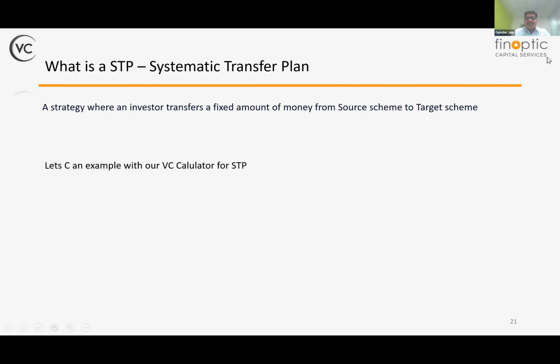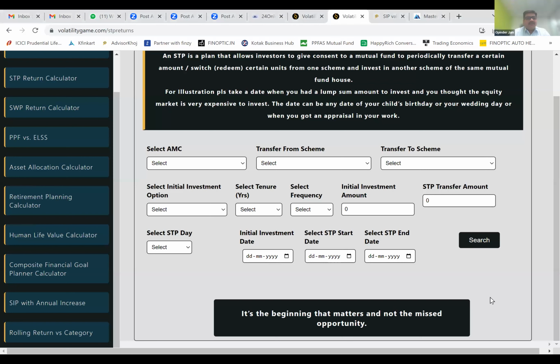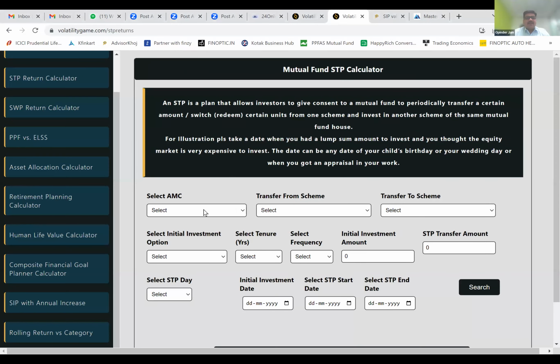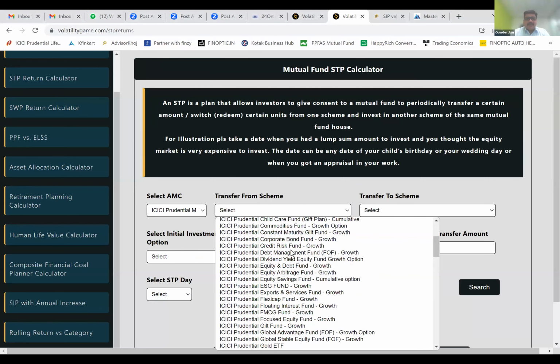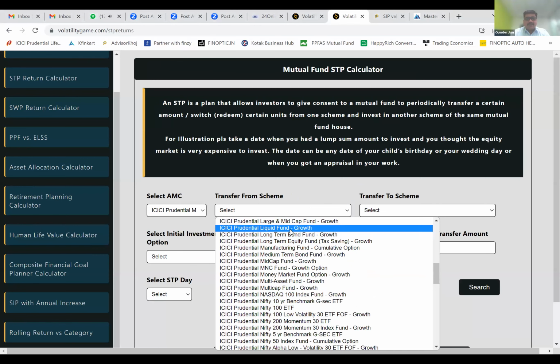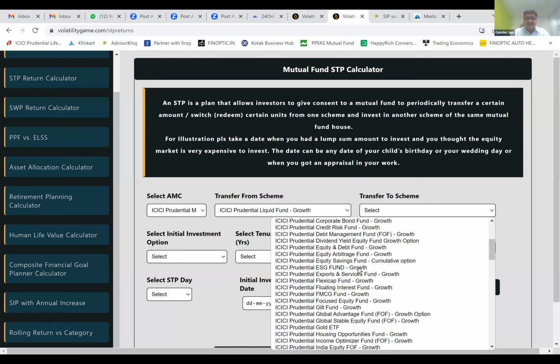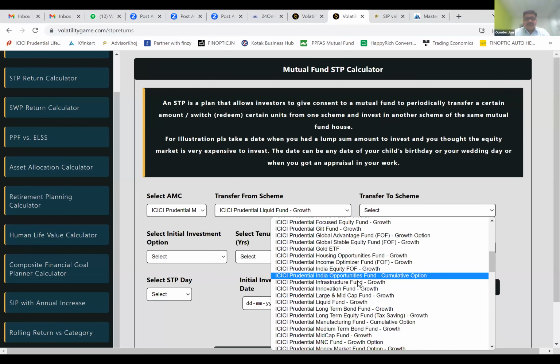So let me show you an example of this as well through our VC board. So this is another wonderful tool, the magical tool which we have on our VC website, that is about the STP. So now with an STP, let's take an example again, ICICI. Let's take the scheme as a liquid fund, and again, we'll choose any of the equity funds.